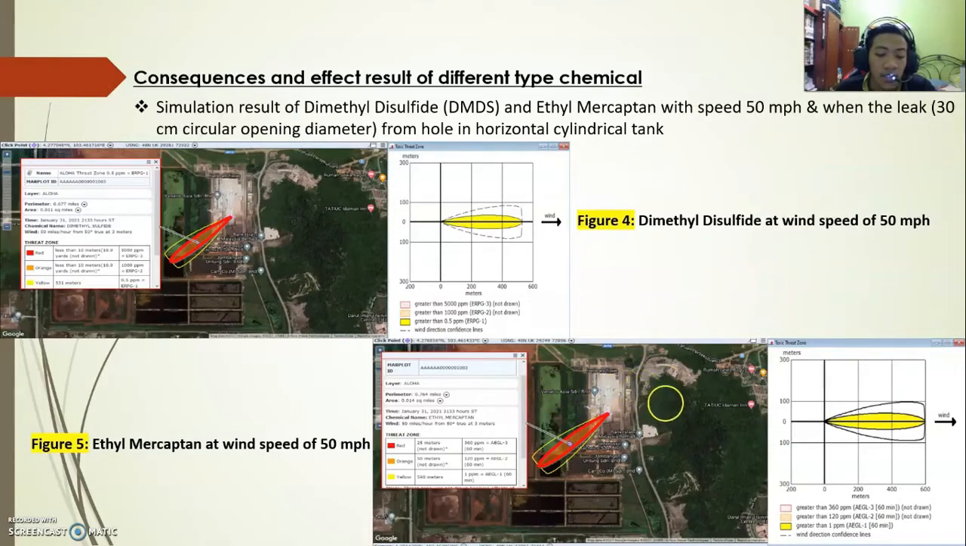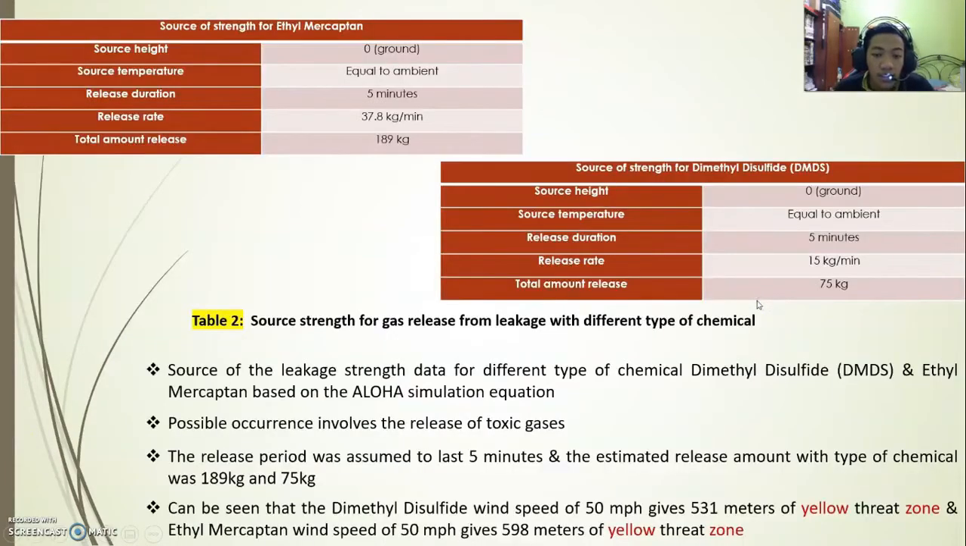Based on figure 4 and figure 5, it can be seen that for DMDS, a wind speed of 50 miles per hour gives 531 meters of yellow threat zone, and for ethyl mercaptan, the same wind speed gives 598 meters of yellow threat zone. It is because the properties of both chemicals are different. The density of ethyl mercaptan is 0.86 at 67 degrees, meanwhile the density of DMDS is 1.06.